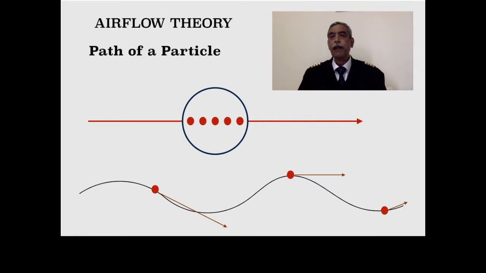This is called the path of the particle, where each particle follows a particular path in that airflow. As you see in the diagram below, it need not necessarily be a straight line; it can be a curved line. At any point, the path of the particle is tangential to the curve. That's the definition of the path of the particle.